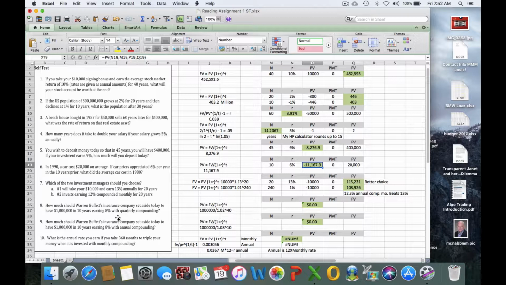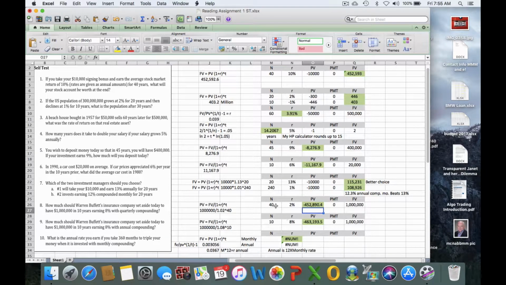Here's Warren Buffett with quarterly compounding, trying to set aside $1 million 10 years from now. 8% annual rate, quarterly compounding. 8% annual on a quarterly basis is 2% per quarter. 8 divided by 4. 10 years is how many quarters? 10 times 4, 40 quarters. So I always want an agreement between number of periods and rate. And so if you input it this way in the calculator, break it down to period rate, number of periods, your calculator will give you the same answer as the formula.